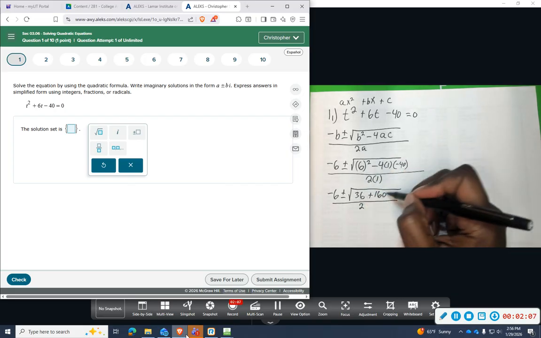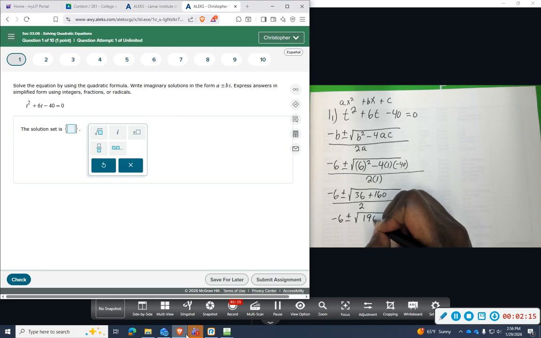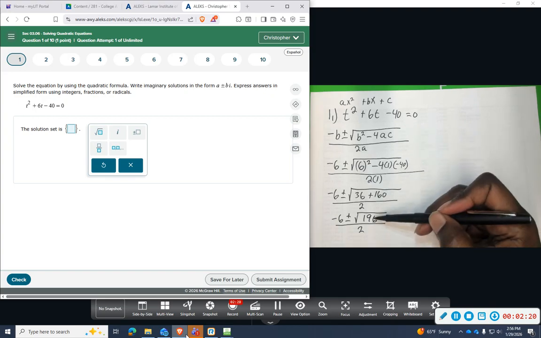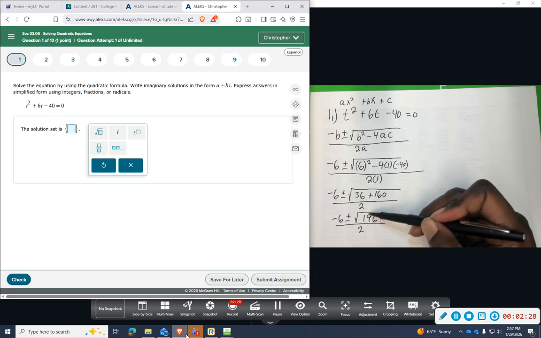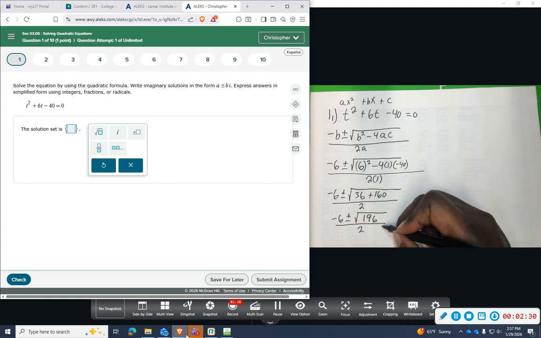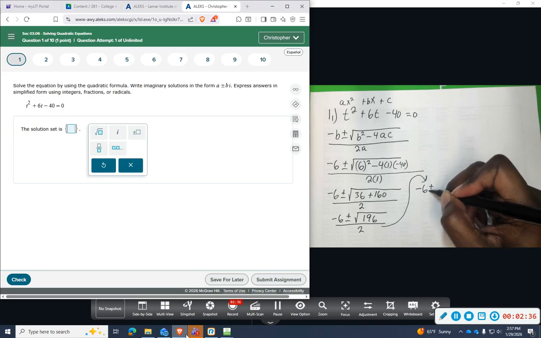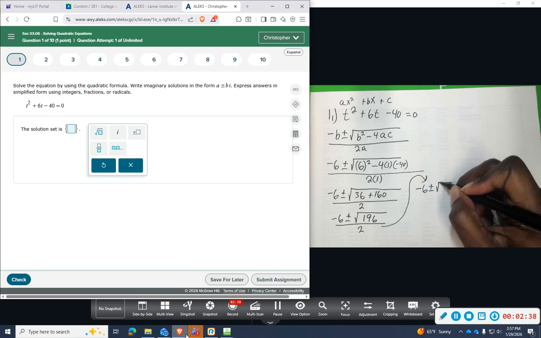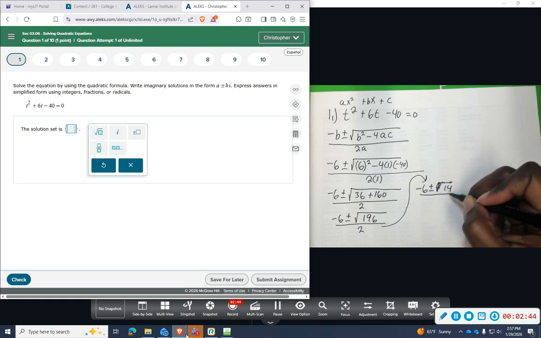And then we'll combine these, so we have negative 6 plus or minus the square root of 196, divided by 2. 196 is a perfect square. 14 times 14. So if you do the square root of 196, you get 14. So I'm going to kind of wrap around. We got a negative 6 plus or minus 14, we don't need the square root anymore, divided by 2.